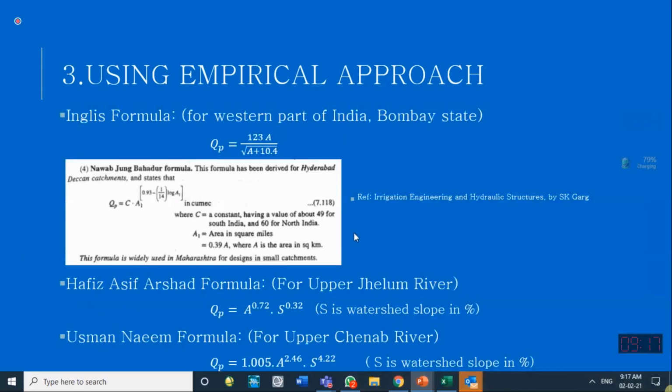Understood? Yes sir. Why are you saying they're not applicable to the whole part of India?